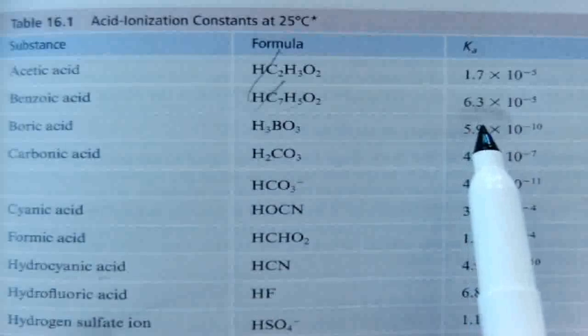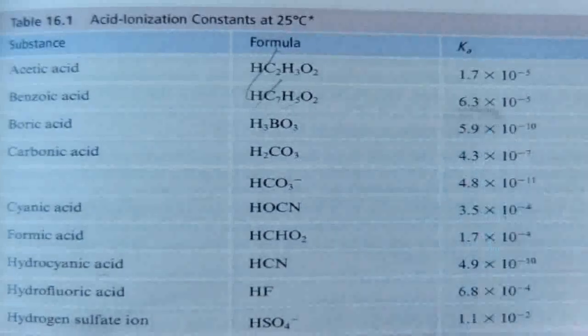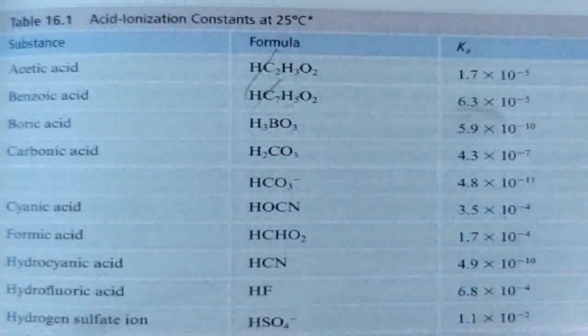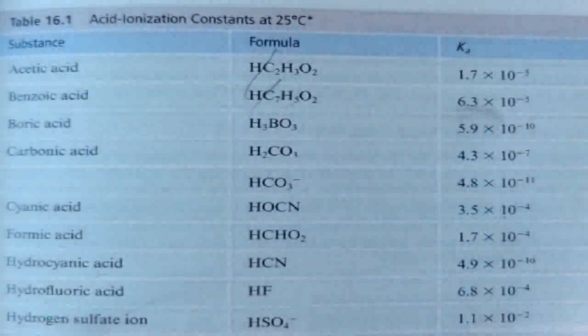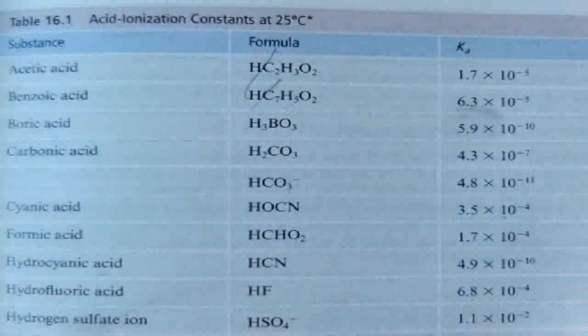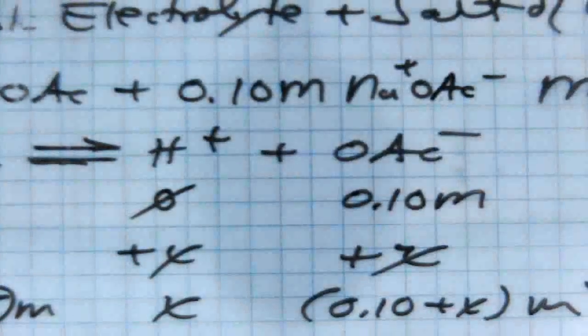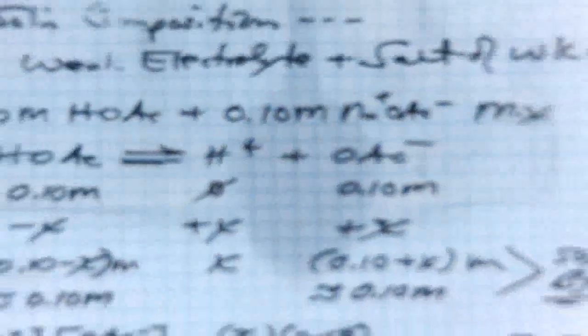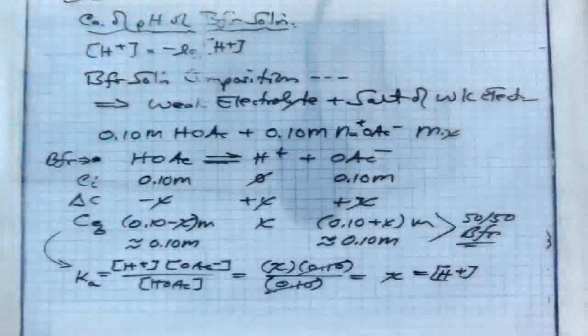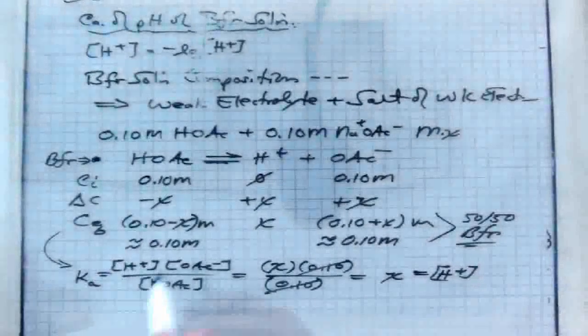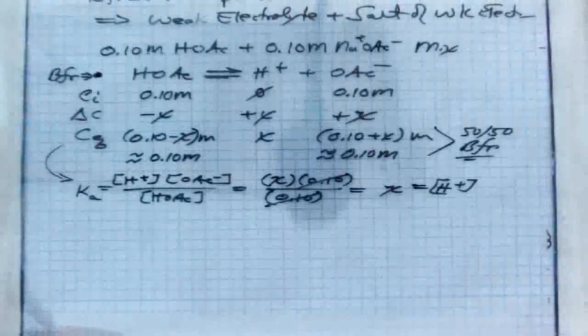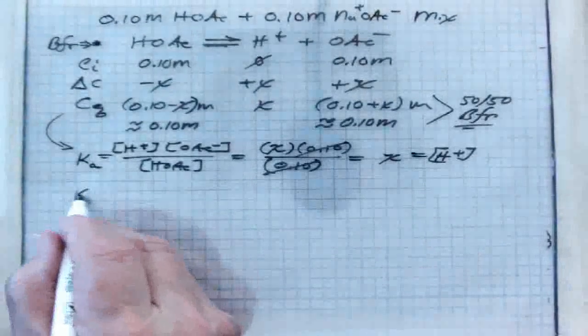So the idea here is, here we have this 50-50 HOAc, OAc minus buffer. And it has a pH equal to 4.75. Now the question is, and the use of a buffer is, if you add excess hydronium ions from an acid or excess hydroxide ions from a base, what happens to that pH? That's what I want to show you now.